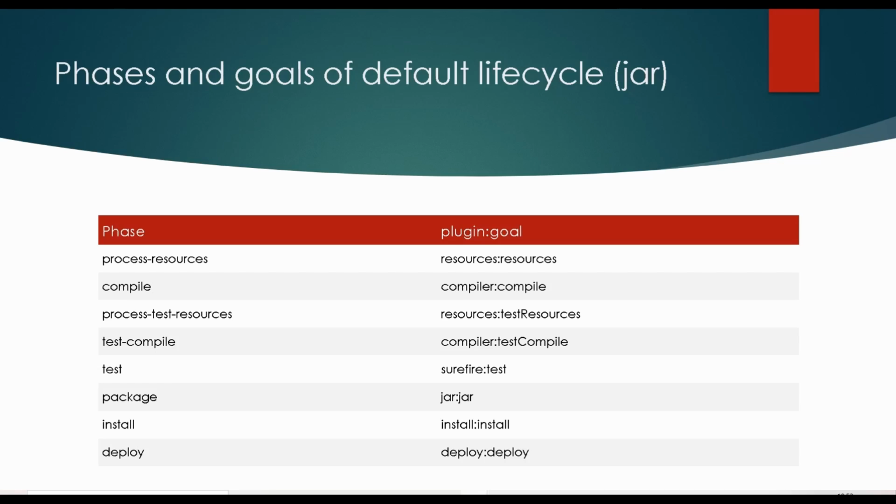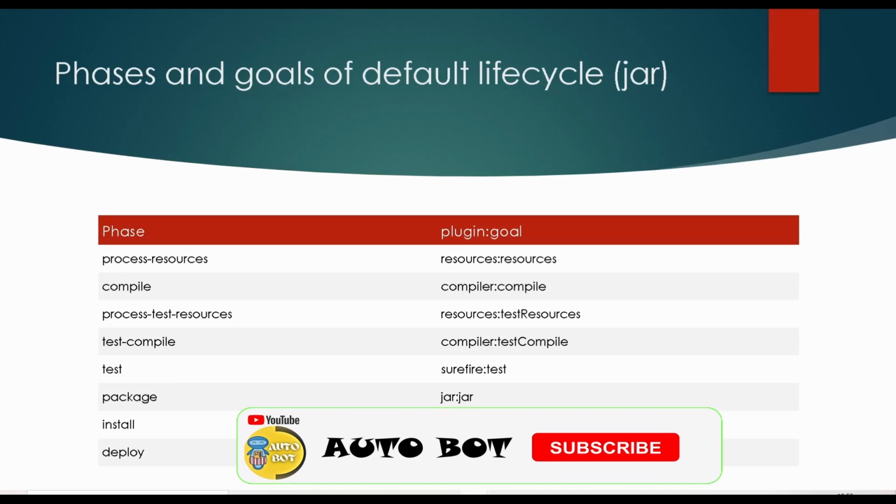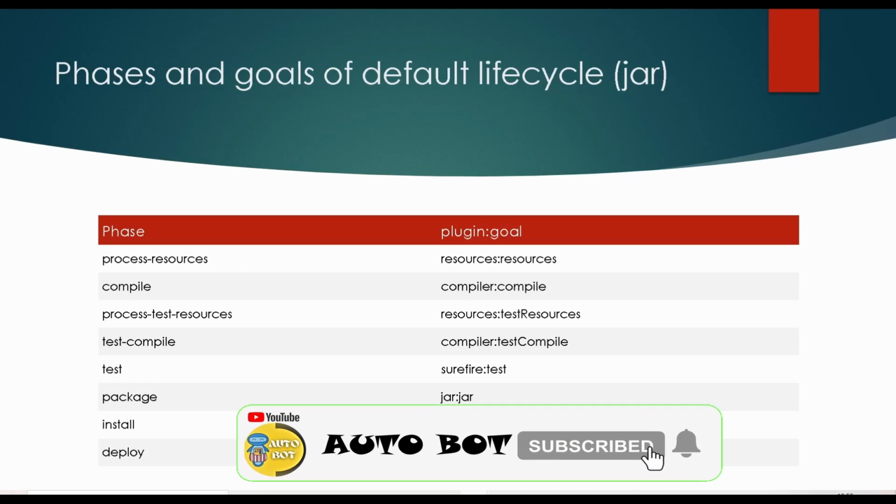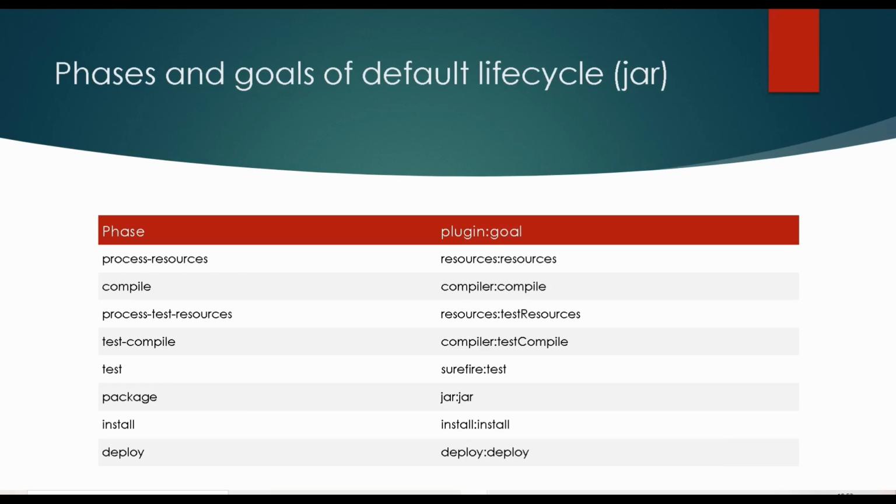Whenever you are going to run the deploy phase, it will run all the pre-steps, starting from process resources, compile, process test resources. Like that, it will run all the steps which are defined before that. If you're going to run the test phase, it will run all the phases which come before that. So that's how this phase and goal is working.